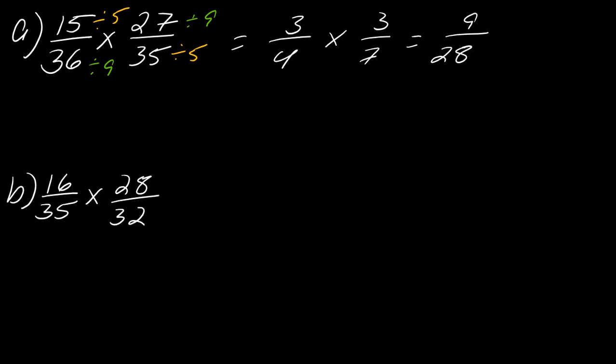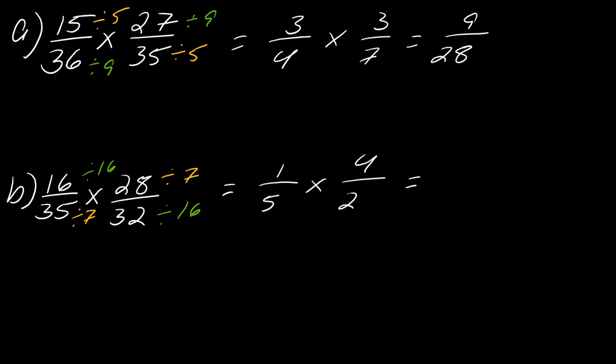Moving on to B, so let's see. Between 28 and 35, what pops out to me is that those are both divisible by 7. And then between 16 and 32, I noticed that those are actually both divisible by 16. If you saw a different number, that's totally fine. You just have to simplify at the end. So these fractions then become 1 over 5 times 4 over 2. So I get 4 over 10 if I multiply straight across. And so then that will simplify to 2 over 5. So like we talked about in the other video, if you divide by a different number, that's all good. You just will end up having to simplify at the end, which I had to do anyways.